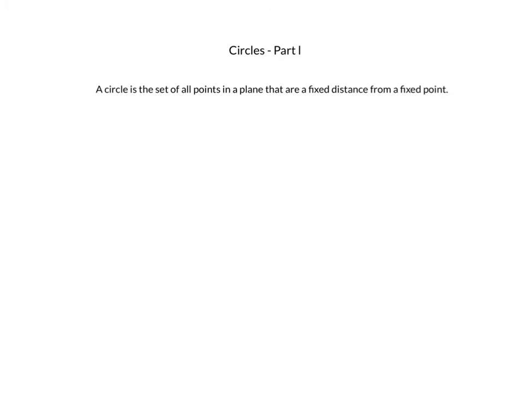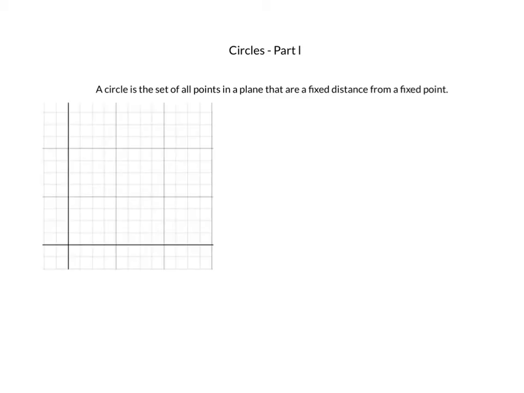It is the set of all points in a plane that are a fixed distance from a fixed point. Let's look at an example. Here's our grid, and we'll say that the center for our circle will be at the point 5, 4, and we'll let the radius equal 3 units. In other words, our fixed point is at 5, 4, and our fixed distance is 3.